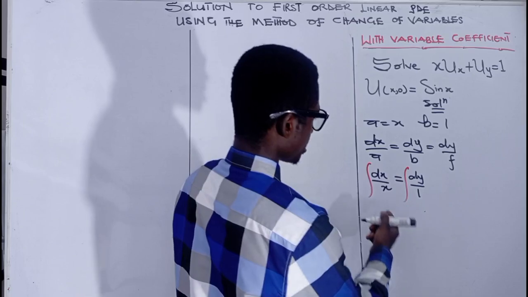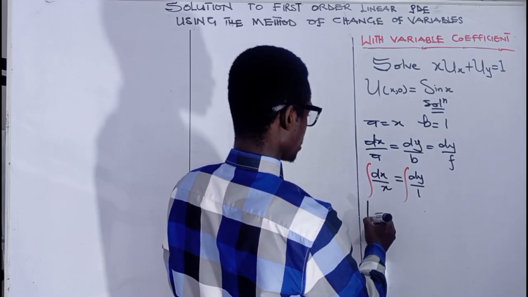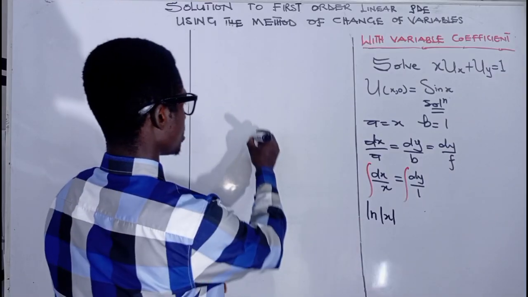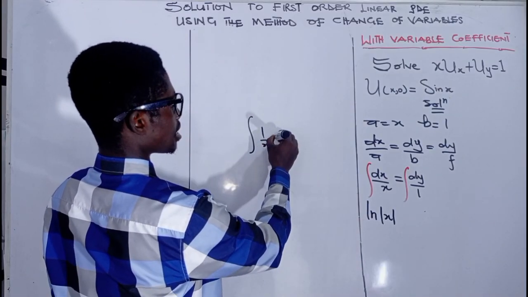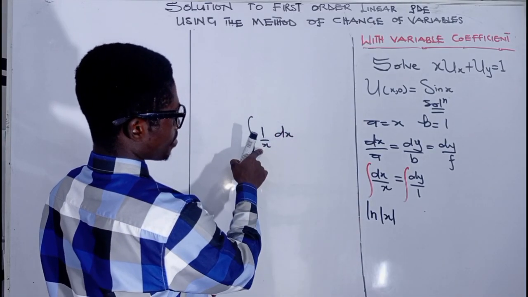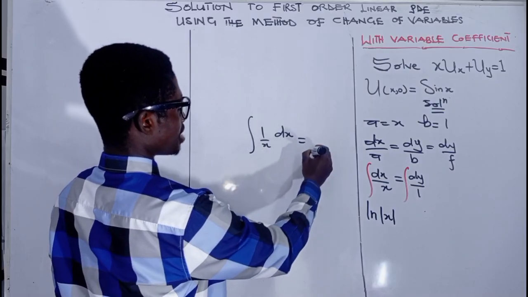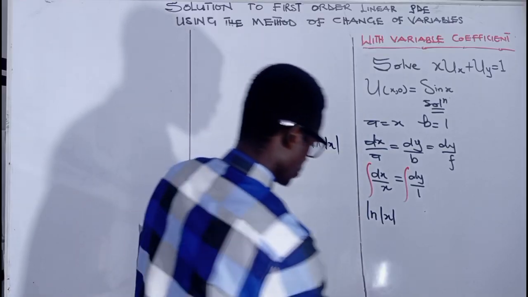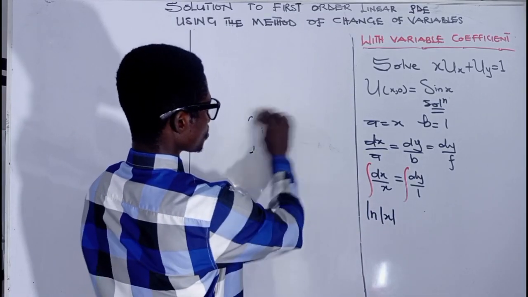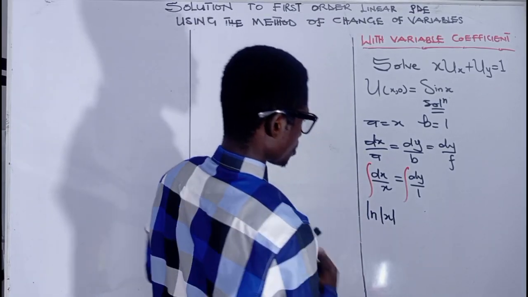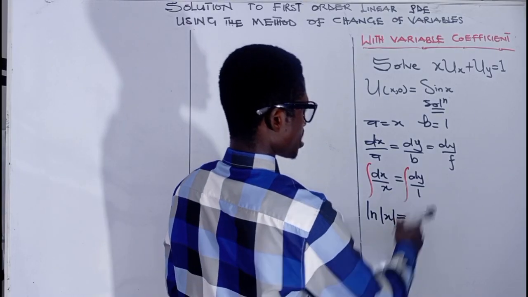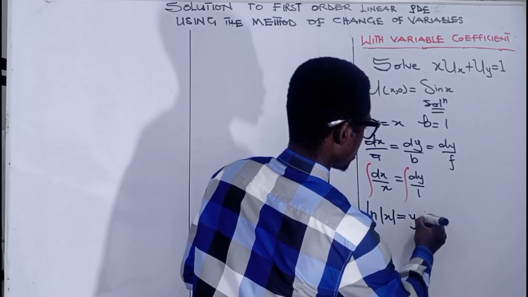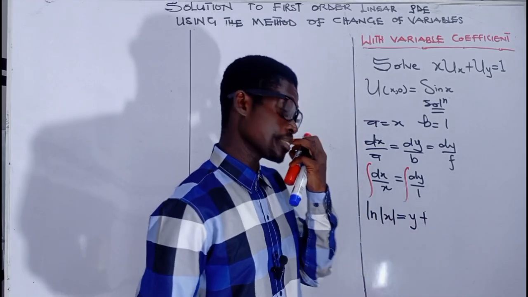When we integrate dx over x, we are getting what? ln x. Remember that we can write it as the integral of 1 over x dx. We have a function and its derivative, and it gives us ln of that function. Very, very easy and simple. From here, we integrate dy. When we integrate dy, we get y. Then we add our constant of integration.